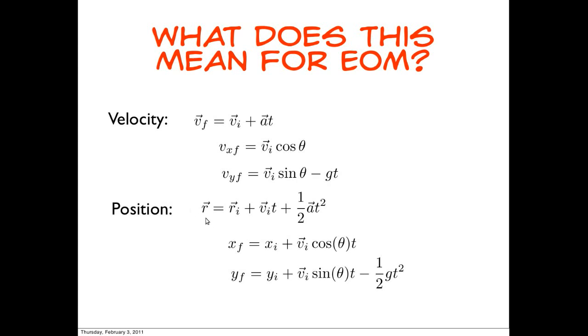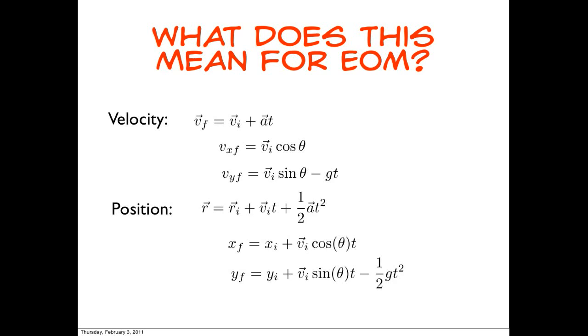For position, we have r is equal to ri plus vit plus 1/2 at squared. Again, if we're looking at the x direction, we have no acceleration, so this term drops out. So our final x position is equal to our initial x position plus vi times cosine theta times time. In the y direction, this means that our final y position is equal to y initial plus vi sine theta times t minus 1/2 gt squared. Again, the acceleration in the y direction is the gravitational constant, which is equal to negative g.